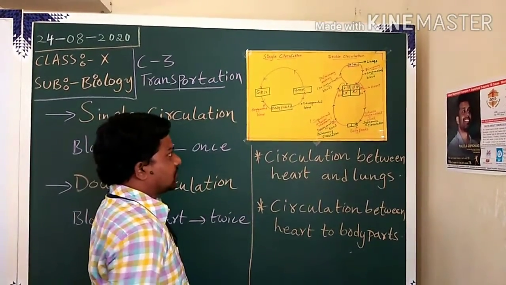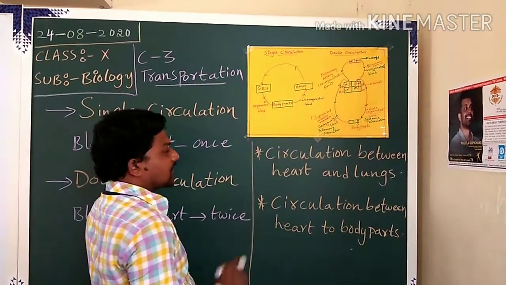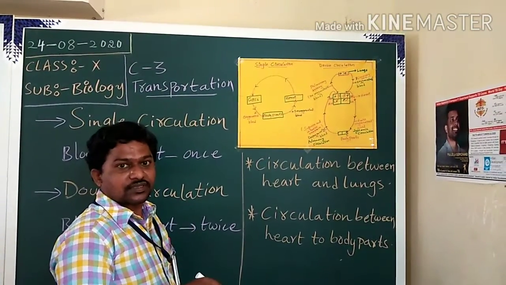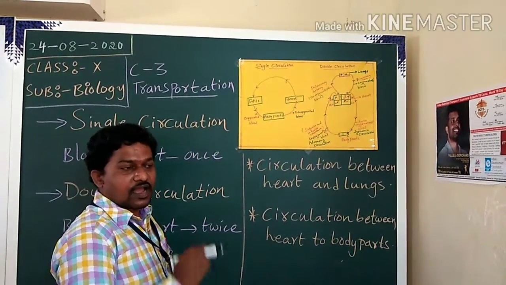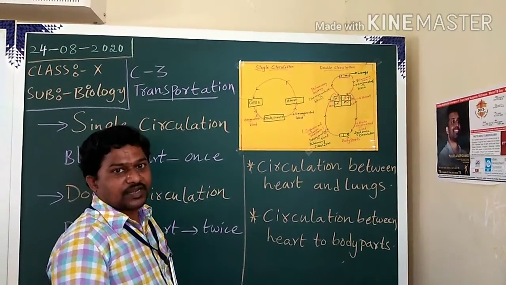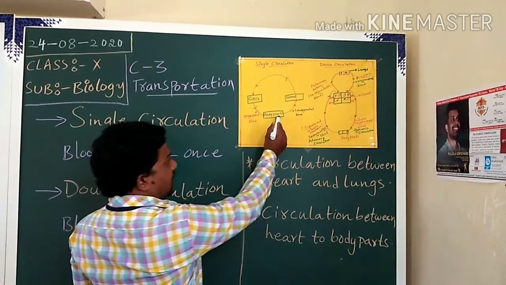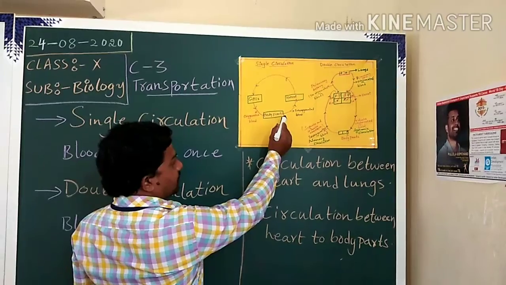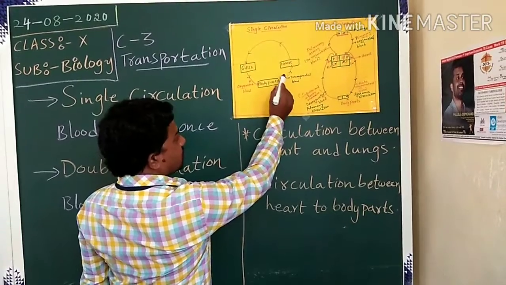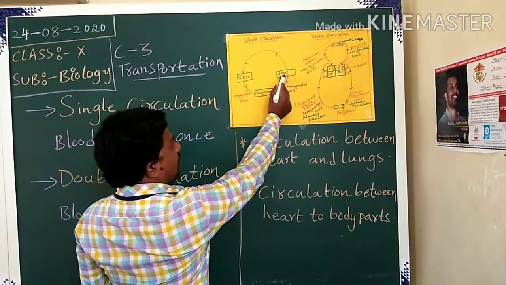body parts. After the oxygenated blood reaches the body parts, that blood is distributed to the tissues. Tissues use this oxygenated blood and they release deoxygenated blood again. That means carbon dioxide is released by the tissues. This carbon dioxide is again taken by the blood, and that blood we have to call deoxygenated blood. So like that, this deoxygenated blood from the body parts again reaches the heart.